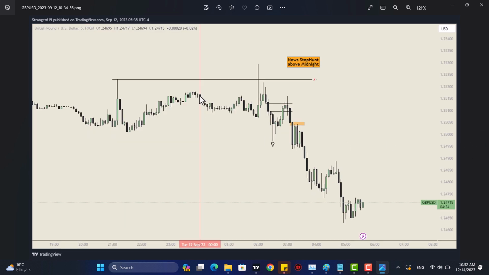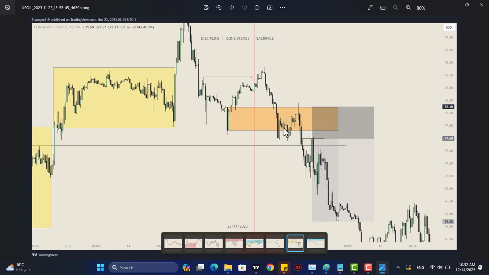Another example, right? Price after midnight started consolidating a little bit, generating liquidity, and then we have news, right? So we have a news stop hunt above midnight. So this news right here, this fake move was intended to take liquidity from this high, and then break lower. Another example, right? After midnight, price traded above, taking this short-term high. So this is a sweep on liquidity, a high probability sweep on liquidity, and then trading lower.